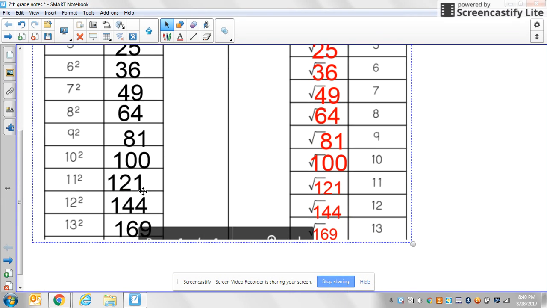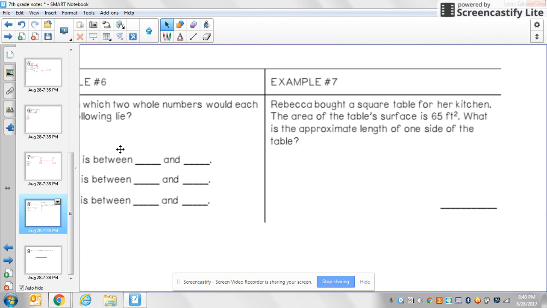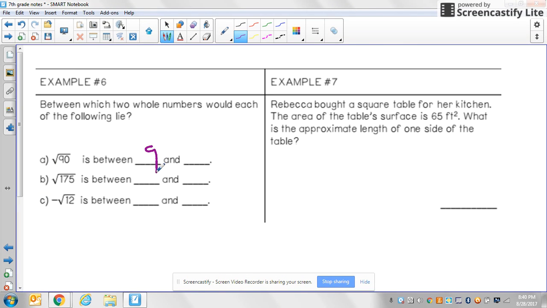Okay, now our first one is the square root of 90. Well, take a moment and look. 90, we have a perfect square of 9, which gives us 81, a perfect square of 10, which gives us 100. So I would have to say that 90 is in between 9 and 10. Okay, so we have 9 and 10 for the square root of 90. The square root of 175, I would say, is in between 13 and 14. And negative square root of 12, I would say, is going to be in between 3 and 4.